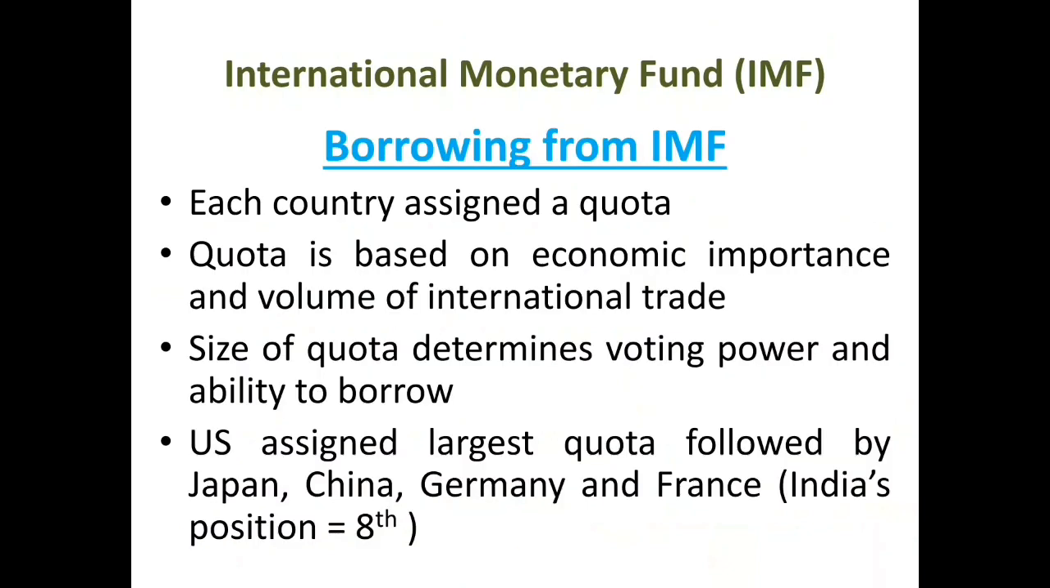Every country is assigned a quota. Quota is based on economic importance and volume of international trade. The size of the quota determines the voting power as well as the ability to borrow of member countries. Obviously, the US is assigned the largest quota, followed by Japan, Germany, China, and France.